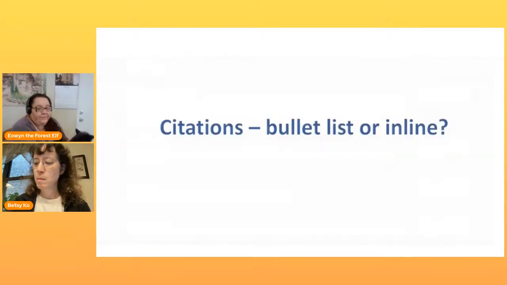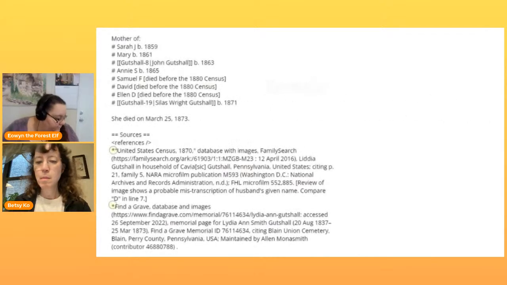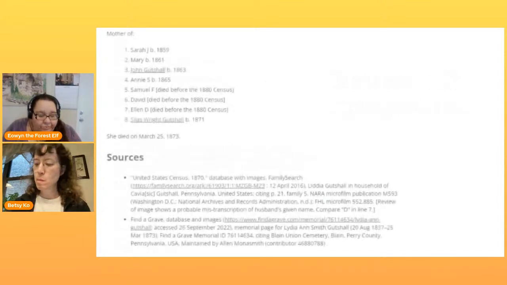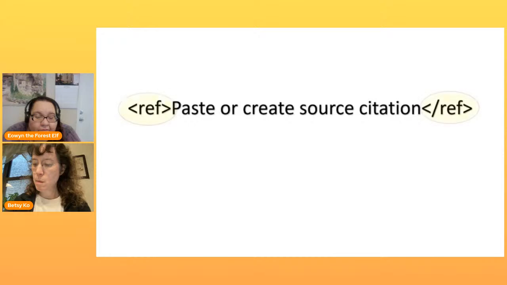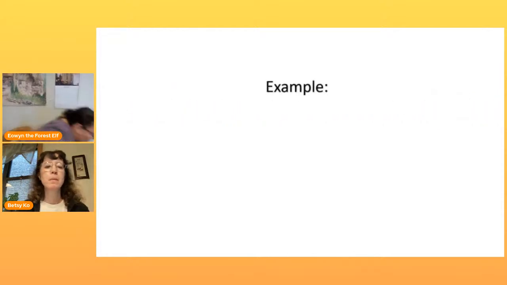Citations, bullet list or inline. Bullet list. To display your sources in a bullet list, list them below the sources heading, starting each citation with a star symbol. This text will display like this. Inline citations. To create an inline citation, you would need to begin the citation with an opening ref tag, and then end the citation with a closed ref tag. Here's an example.